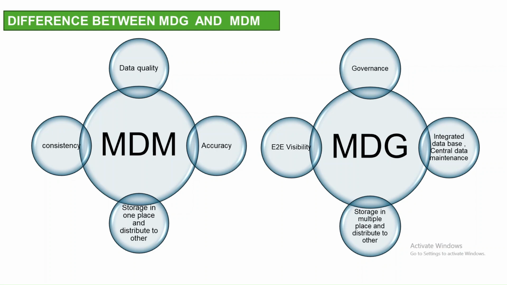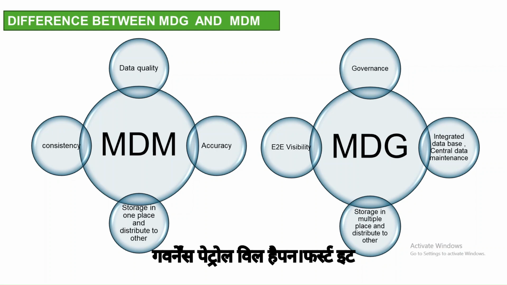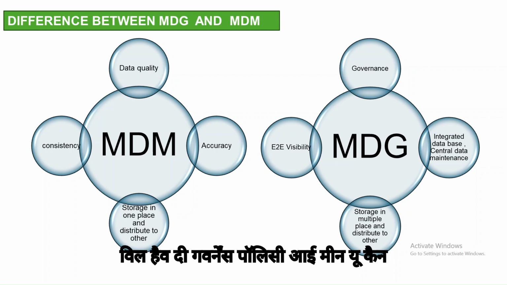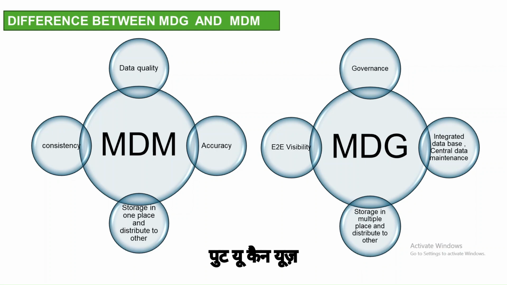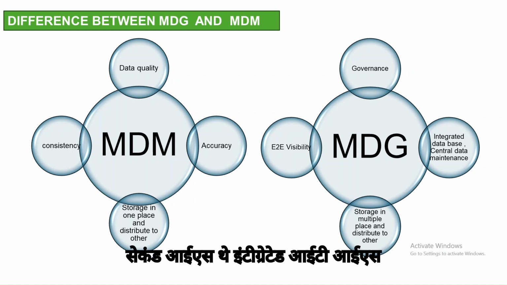But in MDG, master data governance, what will happen? First, it has governance policy. You can use it as per your business process. You can create your own data validation rules and all kinds of consistency checks. As per the business process, you can customize your governance process and policy.